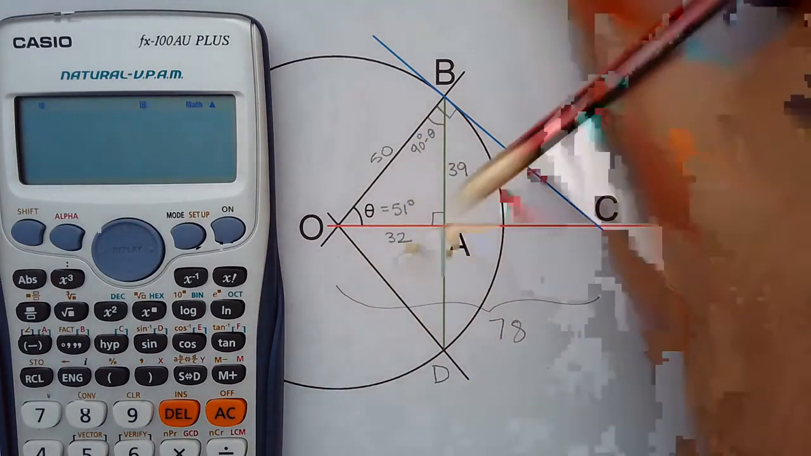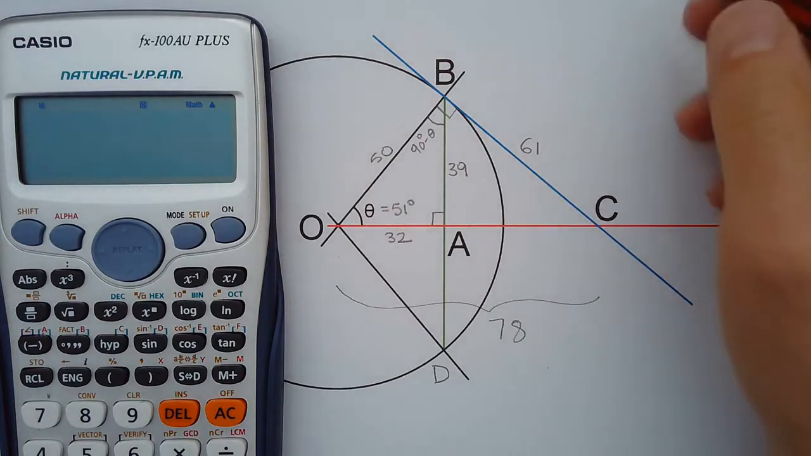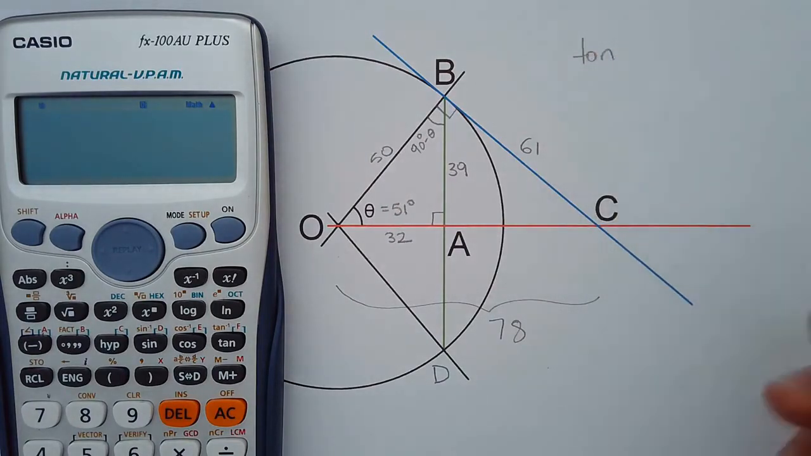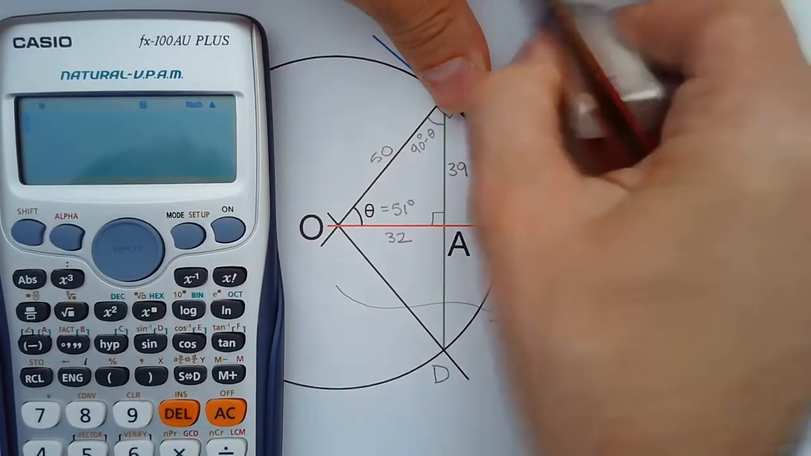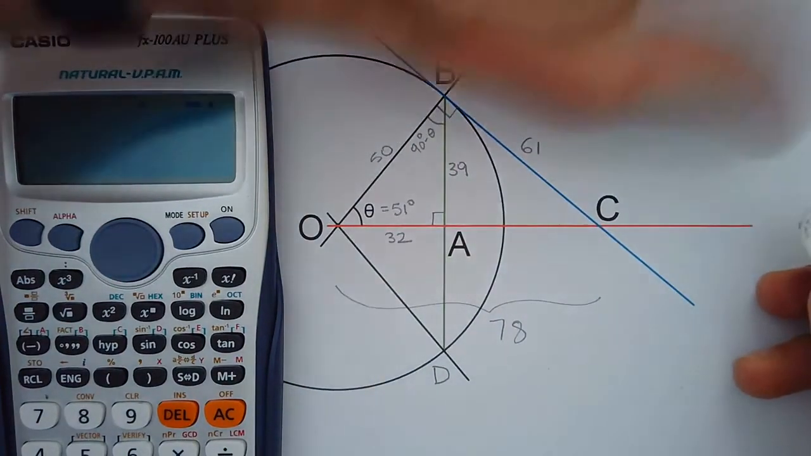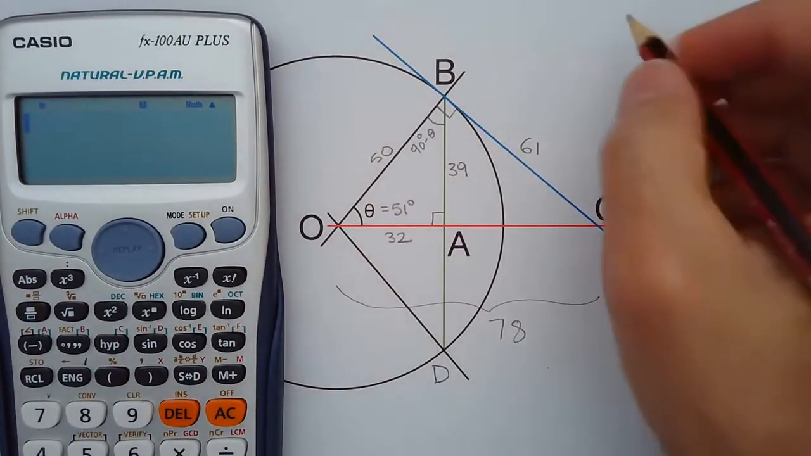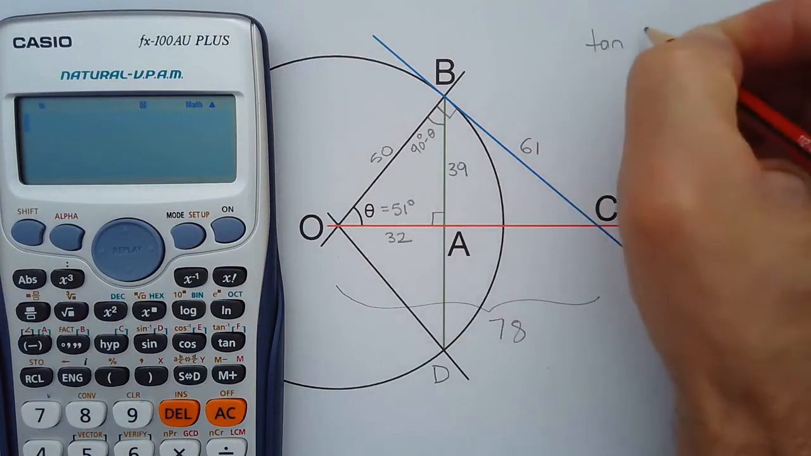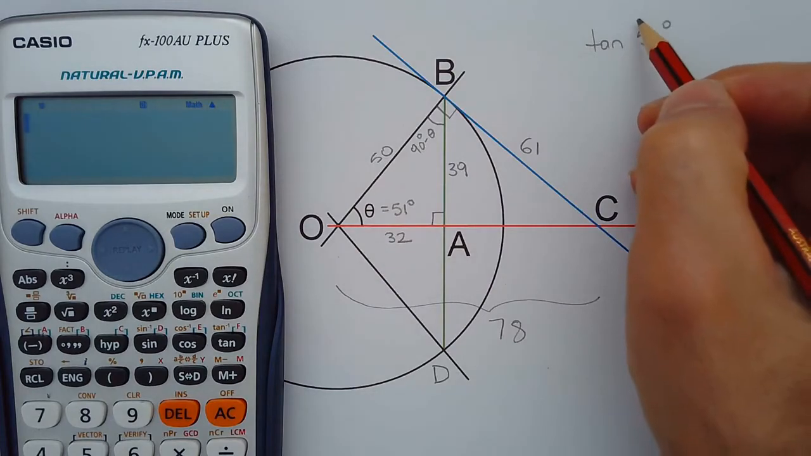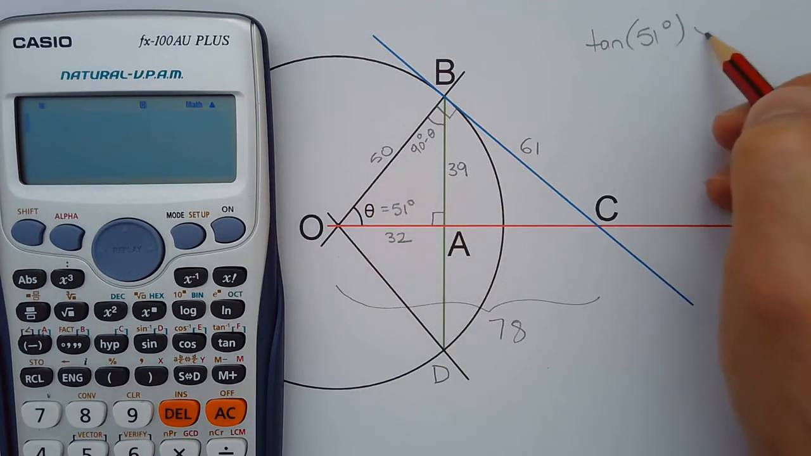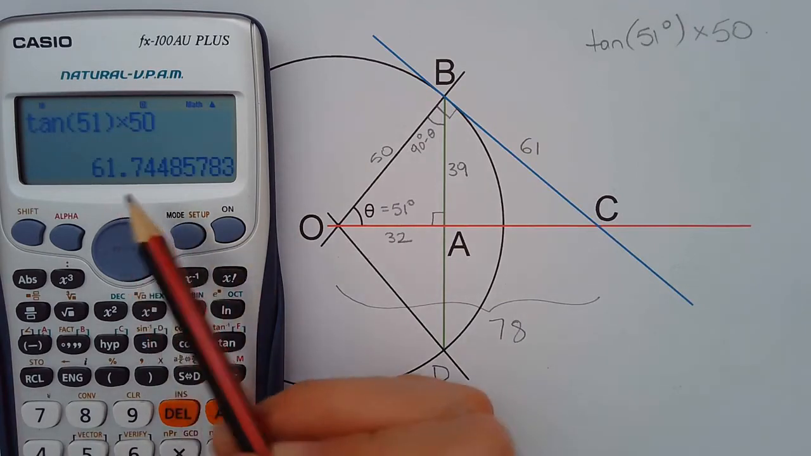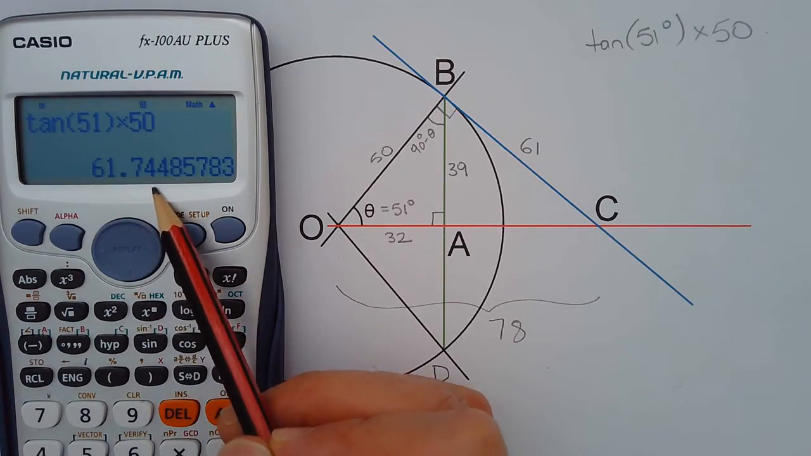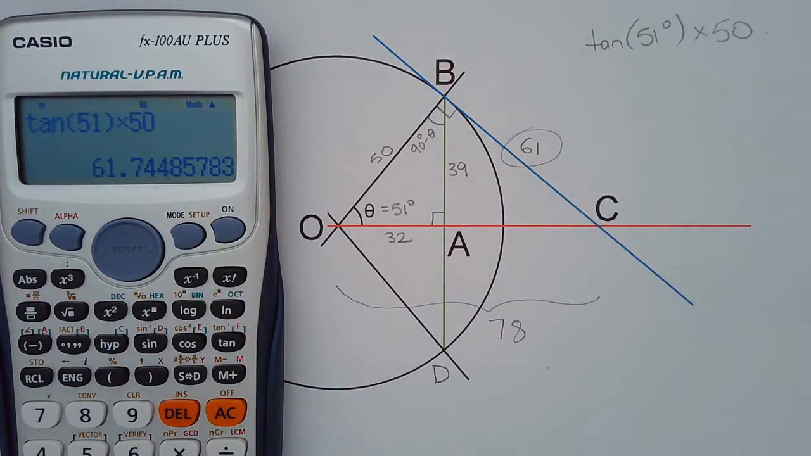Let's try that. Sorry, tan of 50. Let's do tan of 51 degrees for a moment. Tan of 51 degrees. And if we multiply that by 50, let's see what we get. Tan of 51 degrees, multiply that by 50, and we get 61.7. So probably closer to 62, which is roughly equal to this value there.